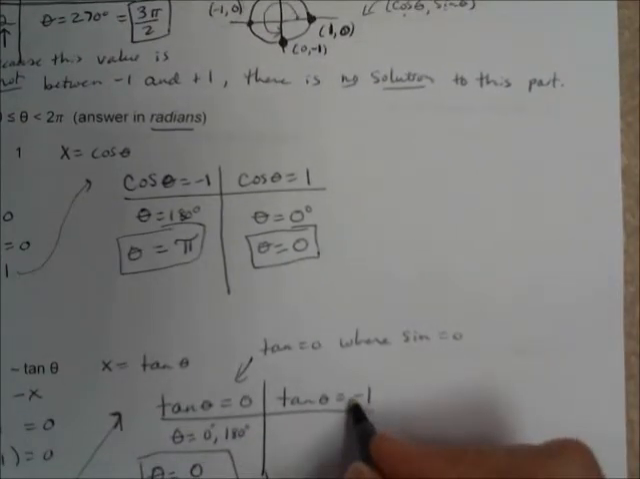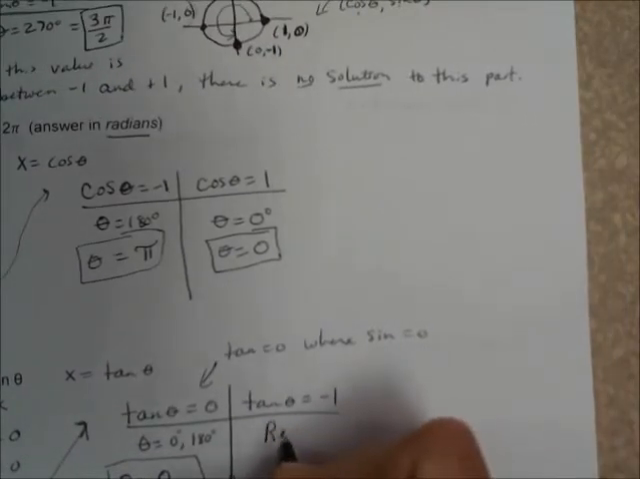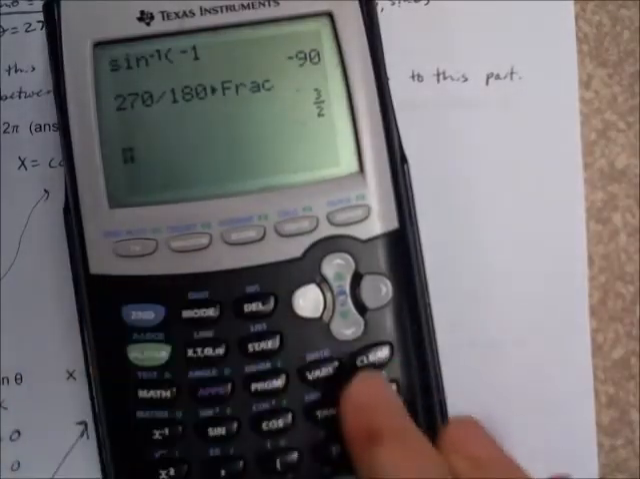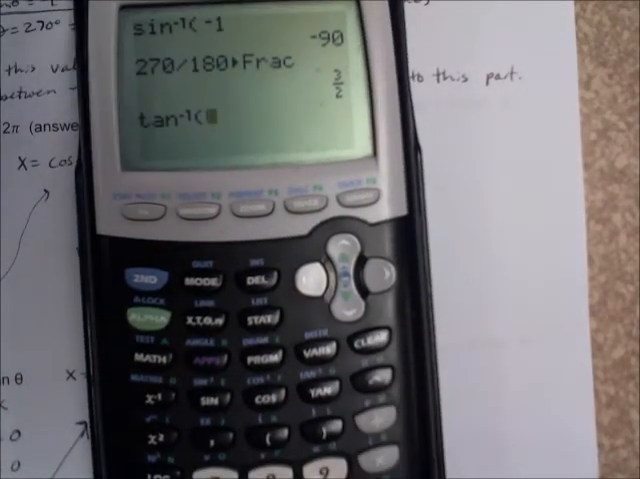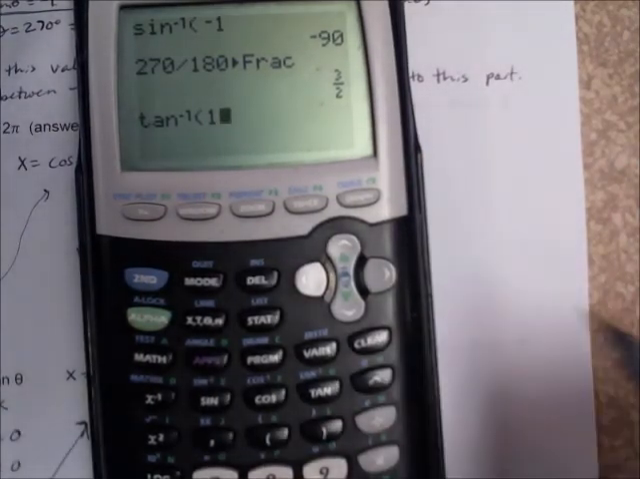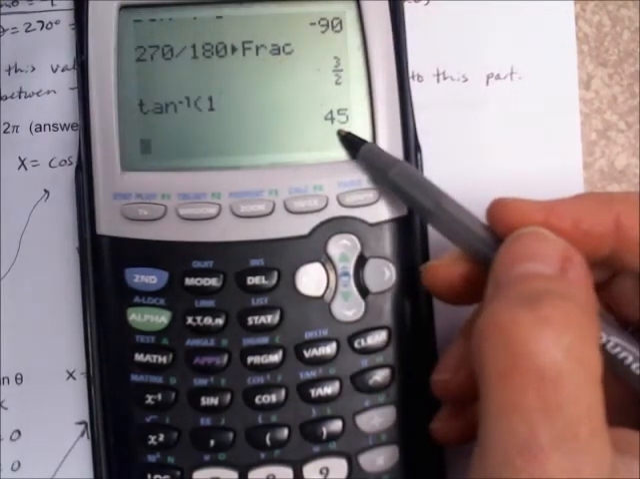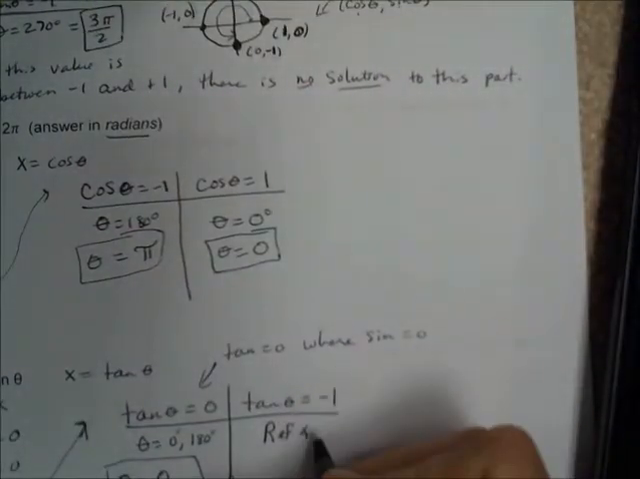Now, when the tangent is equal to -1, you have to get a reference angle. So let's right now put the reference angle in. Reference angle comes from inverse tan of +1. Don't put a negative into an inverse tangent when you're trying to get a reference angle. So the reference angle is 45 degrees. Write that down, please. Reference angle is 45.